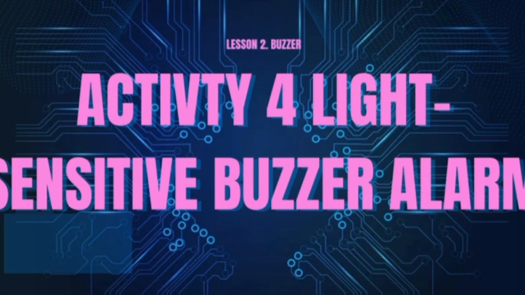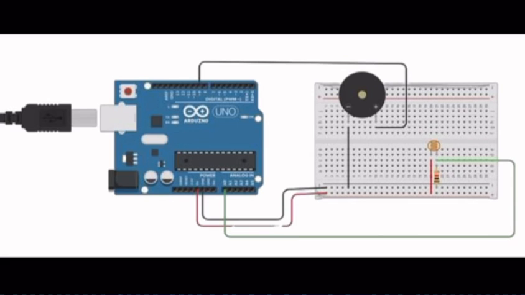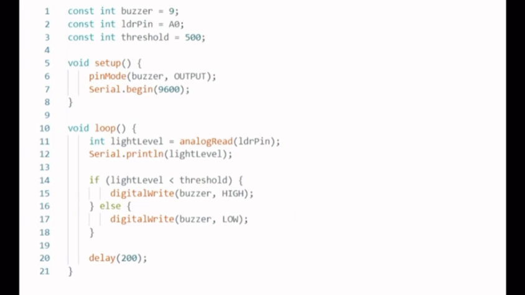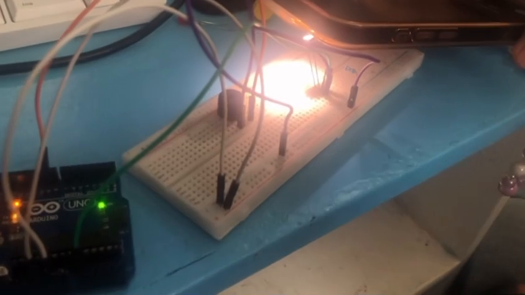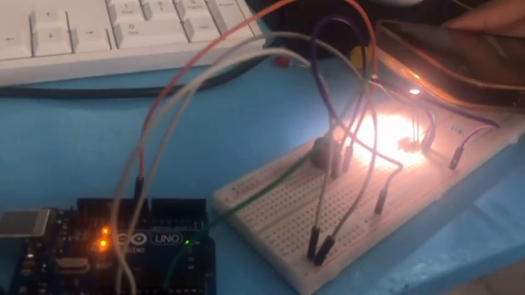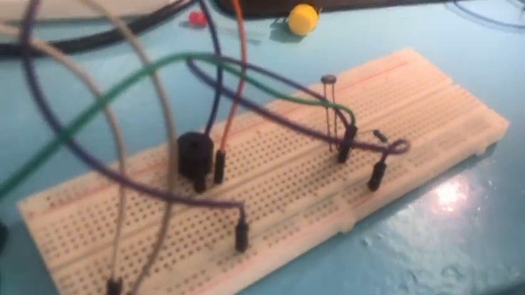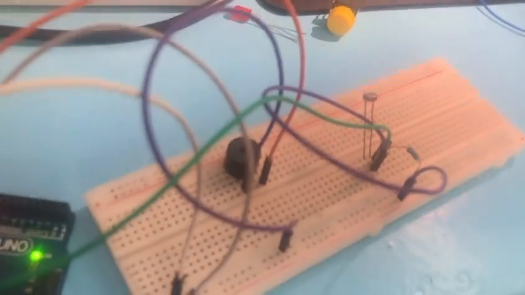For this activity, the light sensor's left leg is connected to 5V, while the right leg is connected to A0 with resistor going to GND. When the sensor does not detect light, the buzzer turns on and produces a sound. This demonstrates how sensors can make the buzzer respond automatically to change in light.